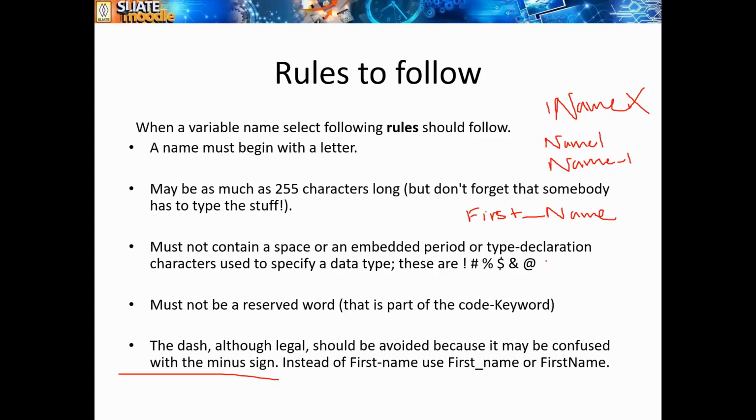And you can't use these symbols, right? Punctuation marks, hash, percentage, dollar, and at. You can't use them. It must not be a reserved word. That means whatever keywords or key terms we are going to learn within the language will not be possible. And minus, for example, here it is given first-name with a dash. It looks like first minus name, right? So it is legal, but don't use it like that. Instead, use something like this or like this, right?